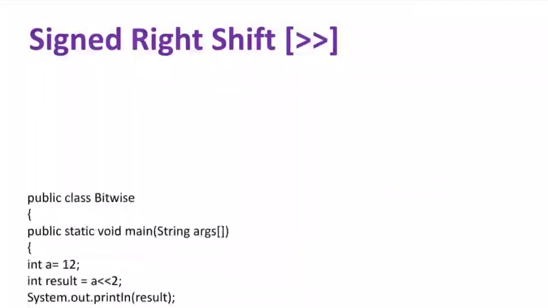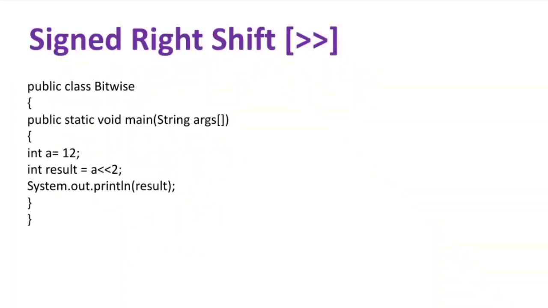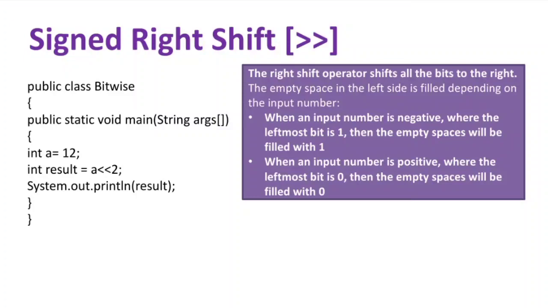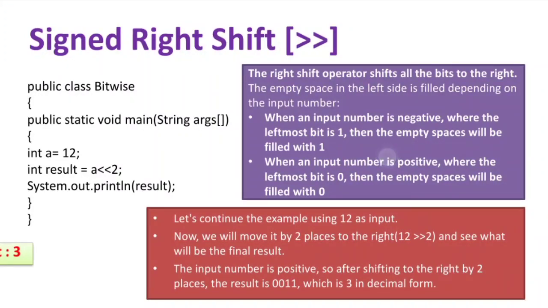Then the right shift operator. The right shift operator is used to remove the digits from the right hand side and add zeros at the left hand side. Sometimes if it is a negative number, it will add a 1 there, and it is used for division purposes. You see the example here, and the output is 3.